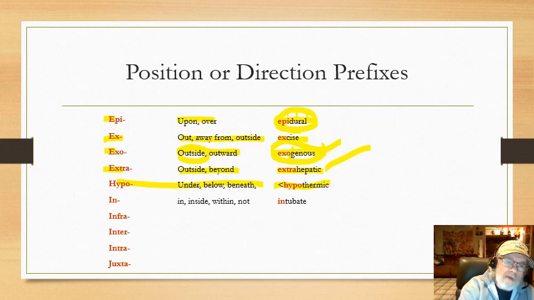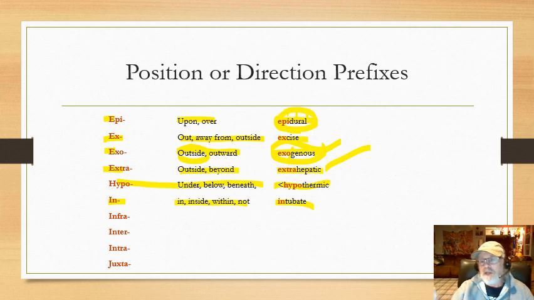In means in, or inside, or within. Intubate. When they put a tube in something, you know what they call that? Intubation, because they're putting a tube where? In. So in means in. Guess which one's not going to be on the exam? You might as well forget that. But in means in.